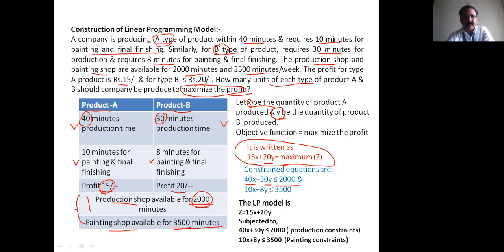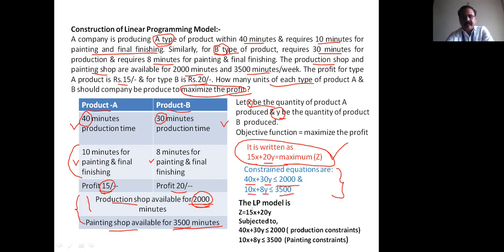because the maximum production shop time available is only 2000 minutes per week. Similarly, this is your second constraint. 10 minutes are required for painting and final finishing of A product, and 8 minutes are required for painting and final finishing of product B. X is the quantity of product A, and Y is the quantity of product B. Therefore, 10X plus 8Y would be less than or equal to 3500. This is called the constraint equation, and this is your objective function.